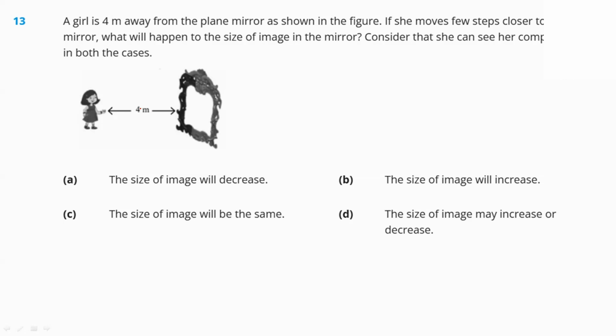So we know that in a plane mirror, whatever is the distance between the mirror and the object, let's say a human object, the image formed behind the mirror is also at the same distance. So if the object is 4 meters away from the mirror, the image will also be 4 meters away from the mirror. So definitely in both the cases, the image would be at the same distance as that of the object.